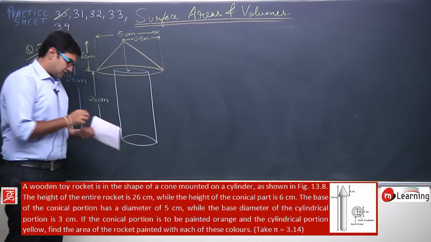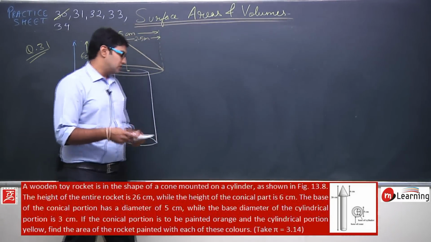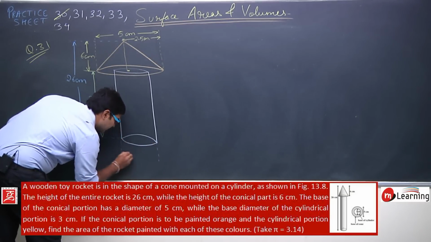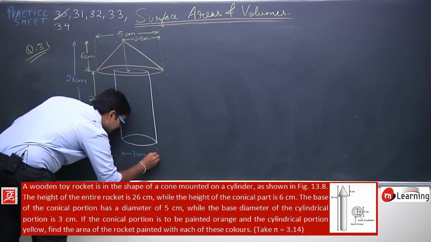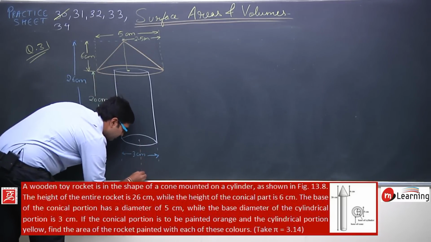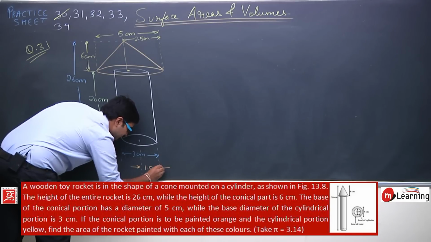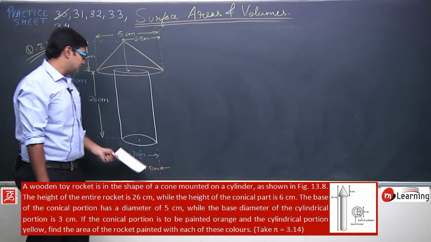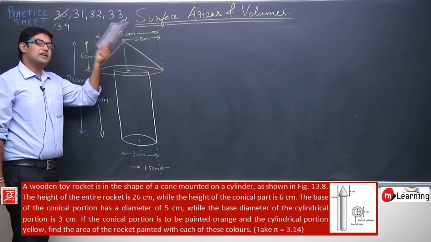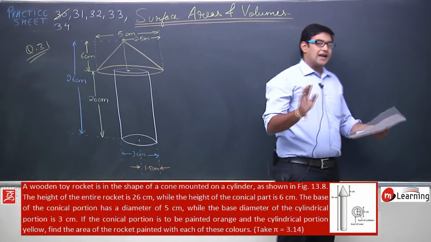Now after that, it says the diameter of the cylindrical portion. So this is the cylindrical portion and its diameter is this one, which is 3 centimeters. This is the diameter. Now if I have the diameter, then what is the radius? This is the radius, which is 1.5 centimeters. Okay, so I have the radius, I have the diameter, I have the height of the cylinder, I have the height of the cone and its diameter. Now we have deduced the diagram completely.